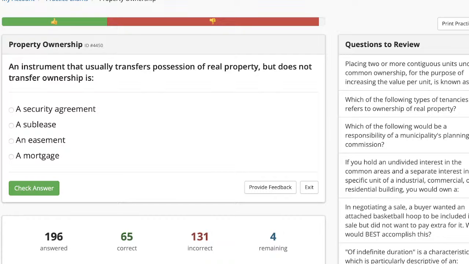Is there personal property that is actually immovable? What do you guys think? Personal property, a trade fixture. Nice job, Ashal Hernandez. Way to go.